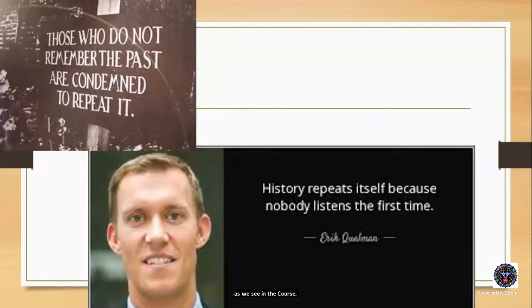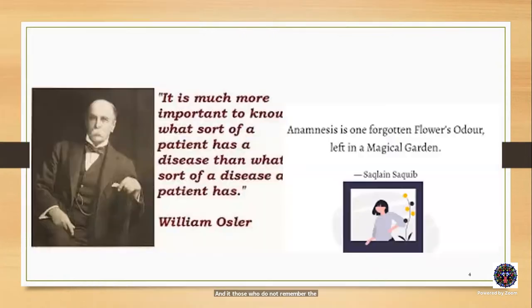We all know that history repeats itself because nobody listens the first time. And those who do not remember the past are condemned to repeat the mistakes again and again. This, we all know. But anamnesis, the other name for history taking, is a forgotten flower's order that is left in a magical garden.